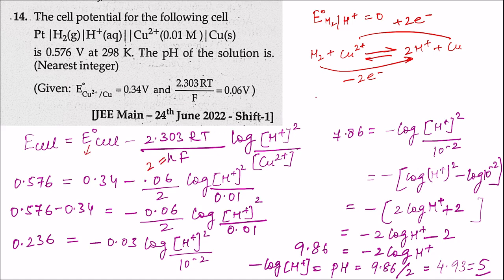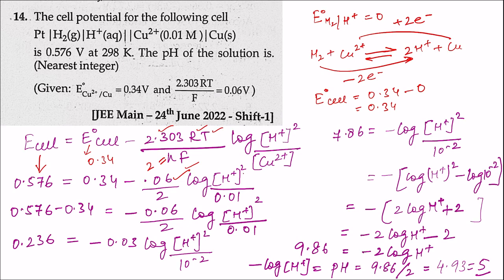E naught cell is E cathode minus E anode. So E naught cell is equal to, cathode is copper, so 0.34 minus anode is a standard hydrogen electrode, so it is 0. So this is equal to 0.34 volts. So E naught cell is 0.34 volts. E cell is given as 0.576 and value of 2.303 RT by F is 0.06. So putting the values in the balanced equation, H+ ion stoichiometric coefficient is 2.